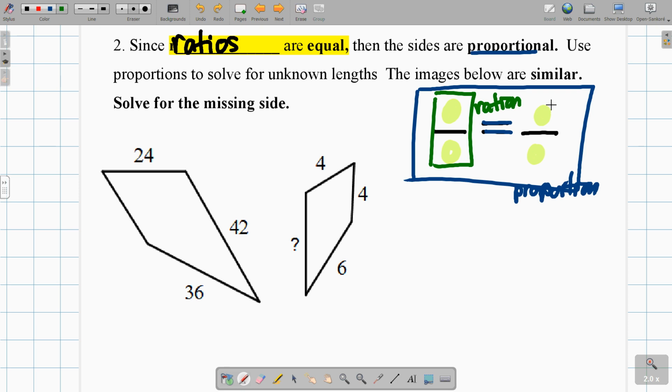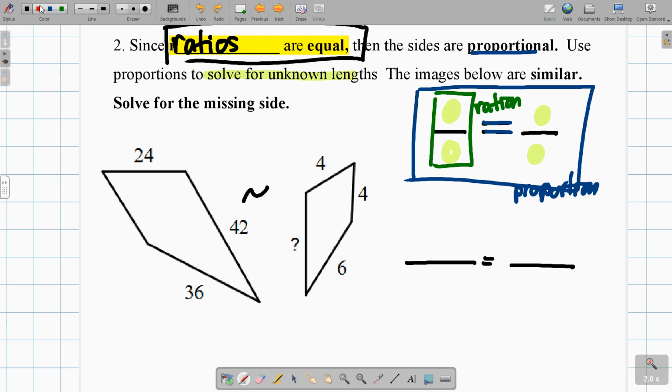We're going to be using proportions in this entire unit. About 80% of all your work will boil down to a proportion. We're going to use a proportion to solve for unknown lengths. The image below is similar. We're going to find our missing side. So if we're similar, I know I have congruent ratios. So right off the bat, I'm just going to do one of these.